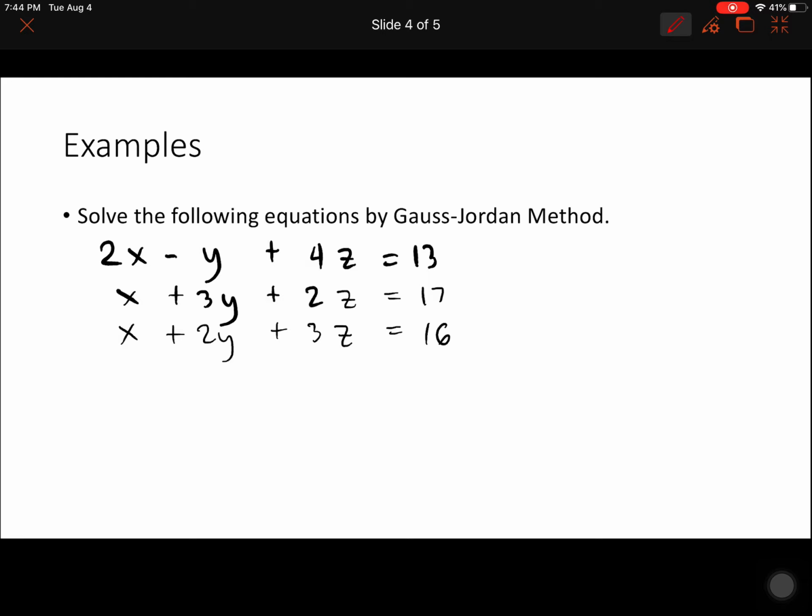Okay, so diretso ta sa examples. First example is solve the following equations by Gauss-Jordan method. So this is a 3x3 equation because x, y, and z lang ang unknowns. So tulo ka unknowns. Okay.